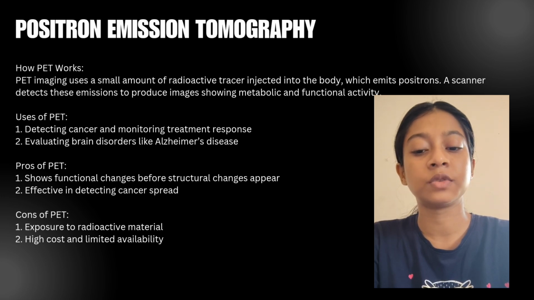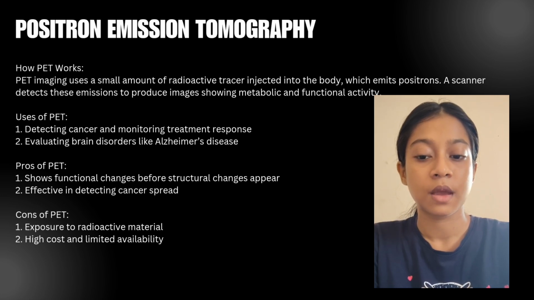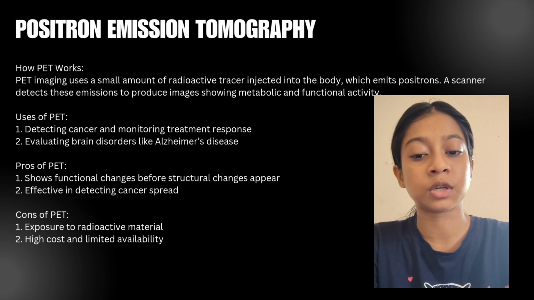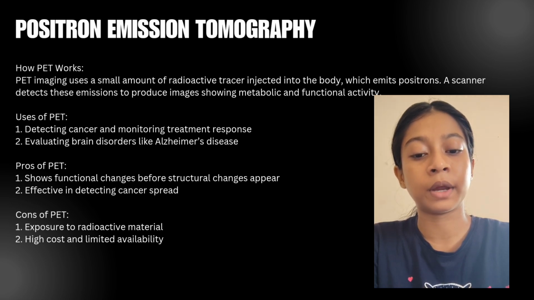Uses: primarily used in oncology, neurology and cardiology. Advantages: provides functional and metabolic information, not just structural. Can detect diseases at an early stage, often before structural changes are visible on other imaging. Useful for differentiating between active cancer and scar tissue. Disadvantages include exposure to a small amount of radiation, relatively expensive, limited availability of radiotracers and scanners, and lower anatomical detail compared to CT and MRI.